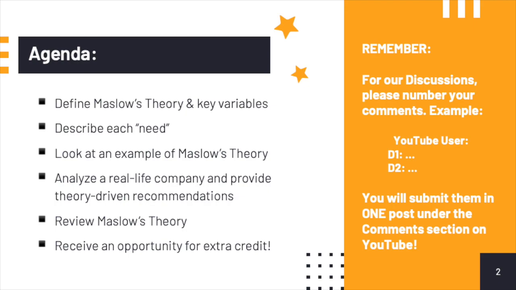This is our agenda for our lesson. The first thing we are going to go over is the definition of Maslow's theory and its key variables. The second thing we will be discussing is describing each need and looking at examples of the Maslow's theory to further understand. Next, we will analyze a real-life company and provide theory-driven recommendations. Then we will review Maslow's theory, and last but not least, we have provided an opportunity for extra credit that all the students may participate in.